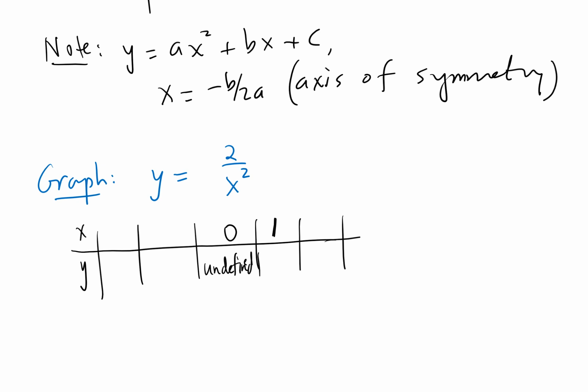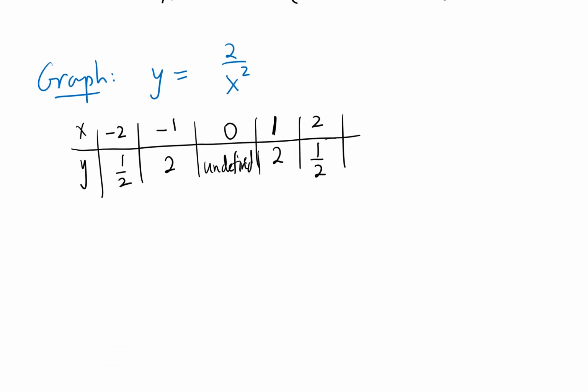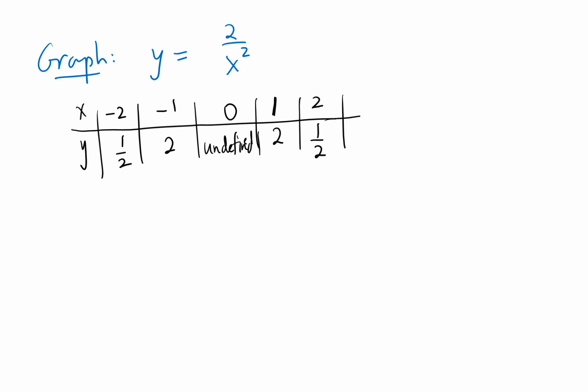If you pick 1, 2 over 1 squared, that's a 2. If you pick 2, 2 over 4 is 1/2. If you pick -1, you will get 2 again. -2, you get 1/2. Let's see if that's enough to graph it or not.